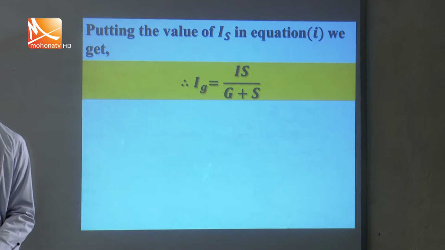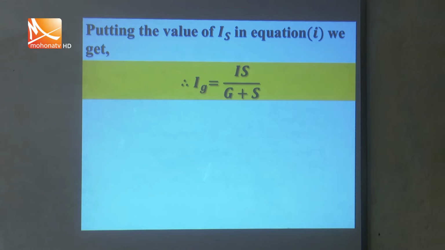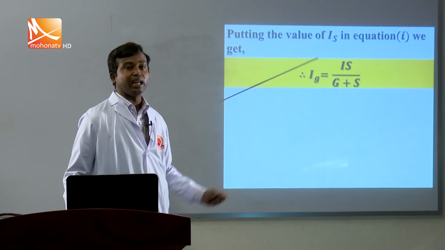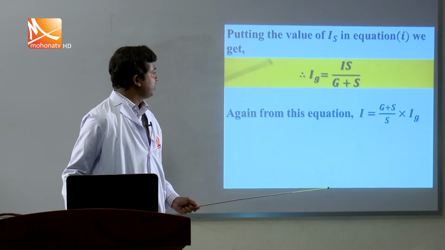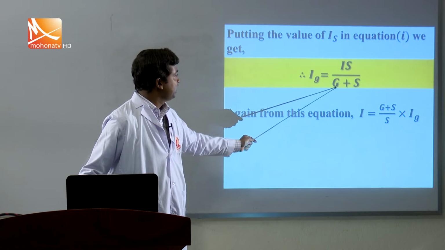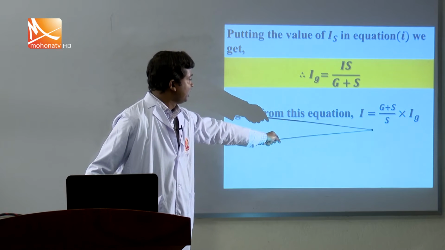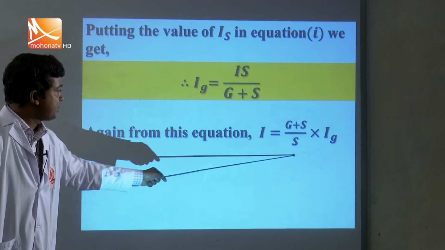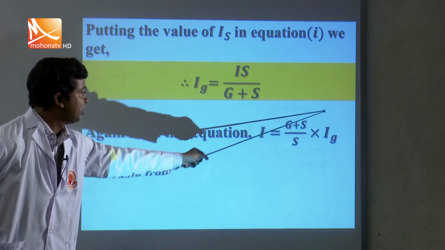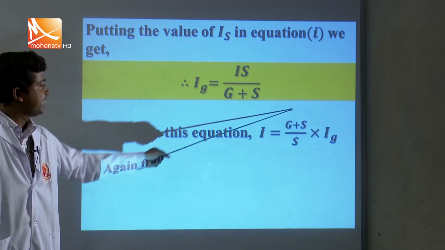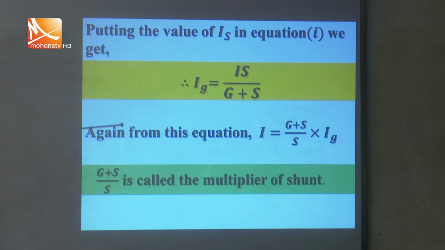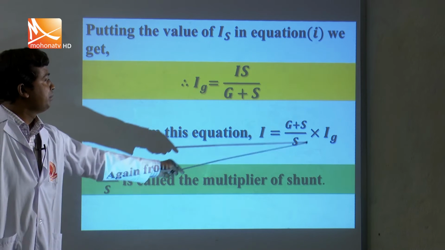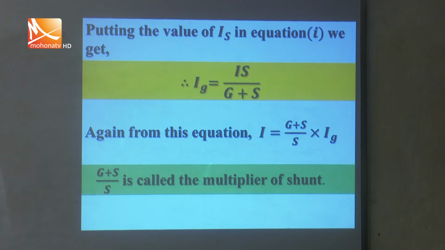So my dear student, we have already found two equations relating the main current with the galvanometer current and the shunt current. Now from this equation you can write I equals Ig times Z plus S by S. This factor Z plus S by S, which is multiplied with the galvanometer current, is called the multiplier. This is the shunt multiplier. So what is the shunt multiplier here? Z plus S by S. This is the mathematical equation of the multiplier of shunt.